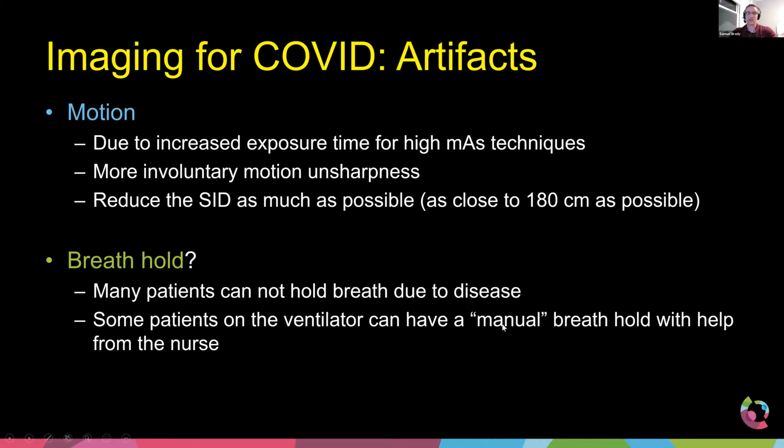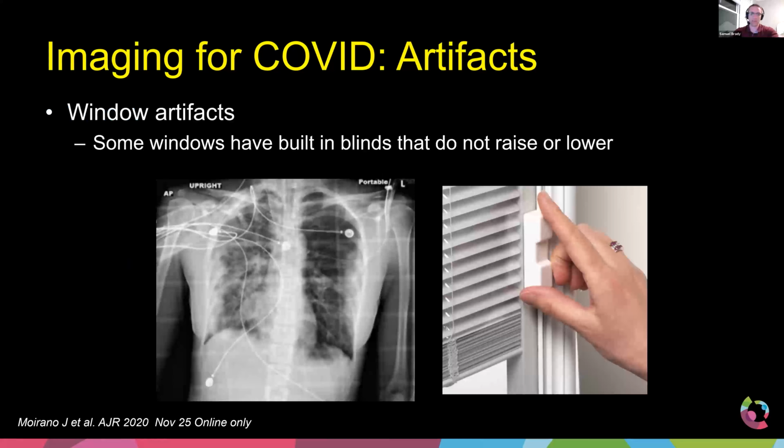Some patients are on ventilators, and in this case you're going to be in the room imaging. In that case, the nurse can manually pause the breathing for a split second while you acquire your image, and then turn it back on. So you can get an artificial or manual breath hold.